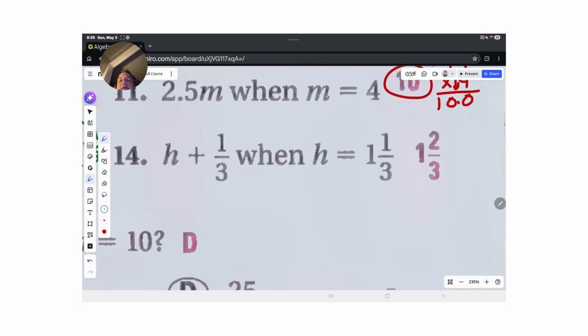14, h plus 1/3 when h is equal to 1 1/3. So we are adding 1/3 to 1 1/3. Let's go ahead and add 1/3 plus 1/3 first. This will get us to, whoops, let me write that better. This will get us to 2/3. Now we can combine that with our whole number, which is 1, to get us to 1 2/3.